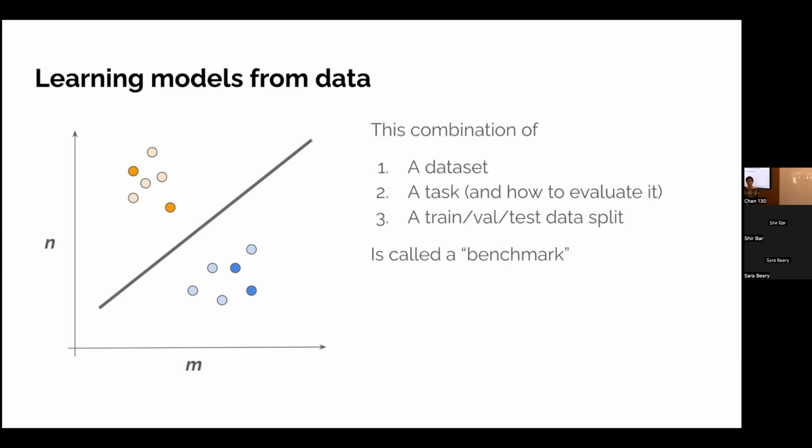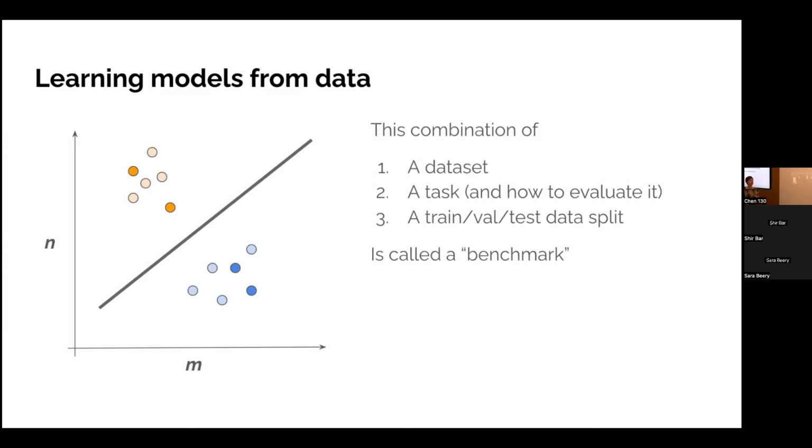So this combination of a data set, the initial set of all the points we have in hand, a task, for us this is orange versus blue, and how to evaluate that task, so, did you get it correct? And this split of the data, this part is train, this part is validation, this part is test. That's what we call a benchmark. So if you hear people talking about a benchmark in machine learning, that's what they mean.